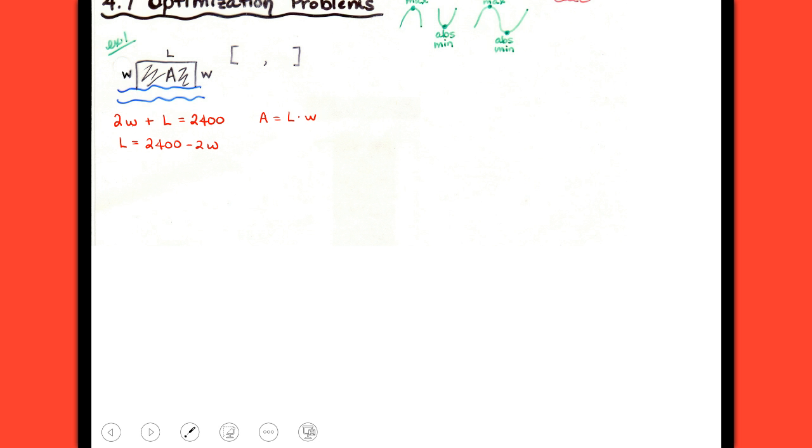So I'm going to go through and solve for L. It doesn't matter which one you solve for, you get the same answer, but I'm just going to make my life a little easier here. So then I can replace L in my formula with what we just found out it was equal to, 2,400 minus 2W. And then it's still being multiplied by the width. So you could simplify that if you want to.